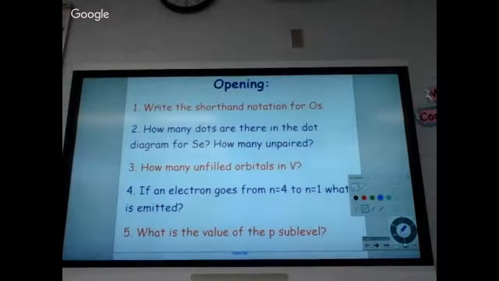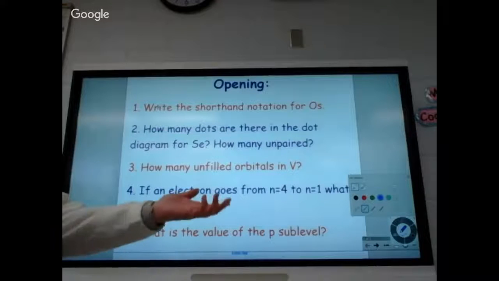Well, I got two voices out there out of 18 people. Okay, so there's 6. How do we know the dots in dot diagrams for tomorrow on the test? How do we know the dots? The highest energy level. Okay, both answers are right.